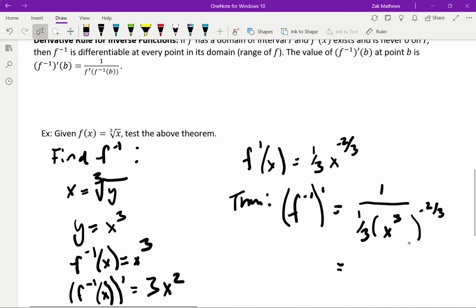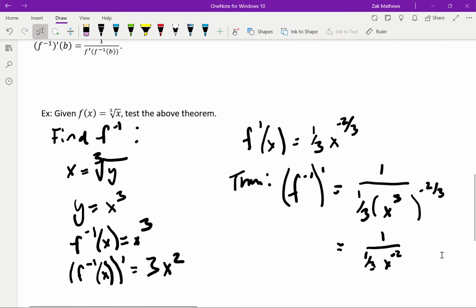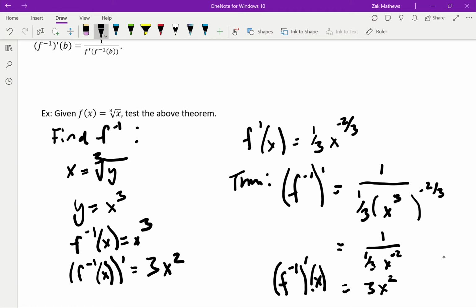Now I just have a little bit of simplification to do. I'll leave the 1/3 down there for one more second. x cubed to the negative 2/3 would simplify to x to the negative 2 because the power of 3 and the exponent of 1/3 are going to cancel each other out there. And then notice the 1 over 1/3 can come to the numerator as a 3, and x to the negative 2 can come to the numerator as an x squared. And so the inverse function's derivative at x is exactly what we saw just a second ago. We get the exact same thing.